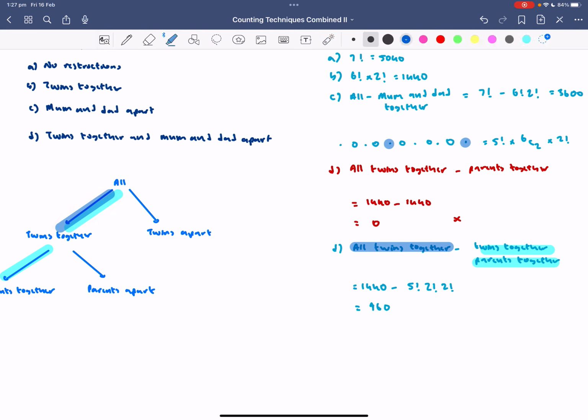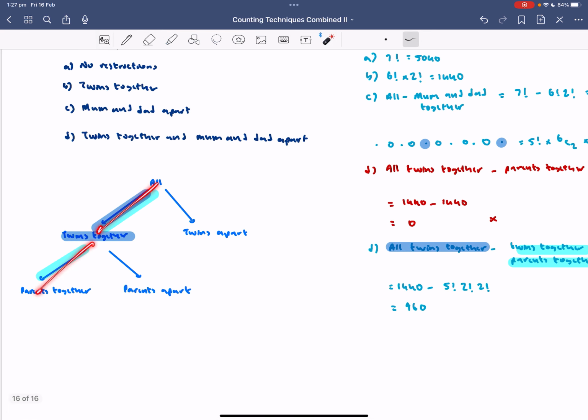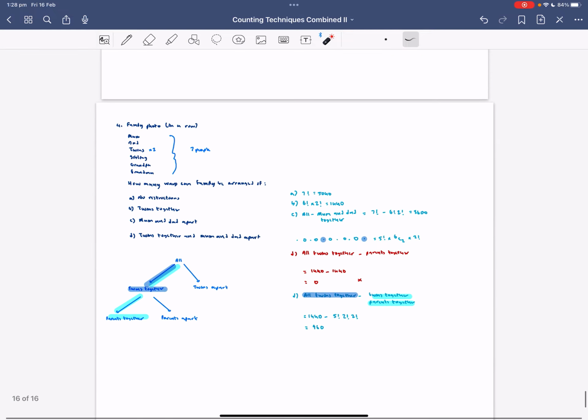And then you're meant to minus away the ones where the twins were together and the parents were together. And by default, if you have this branch here and you take away the illegal side of that branch, it'll give you the legal or allowed side of the branch. Okay? Well done. So that's that.